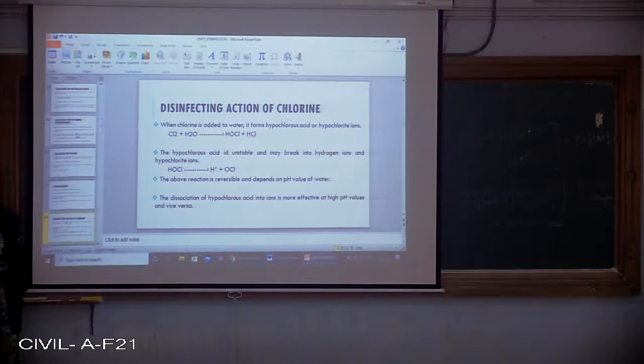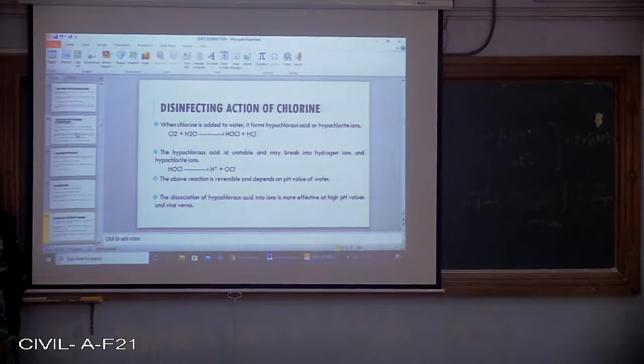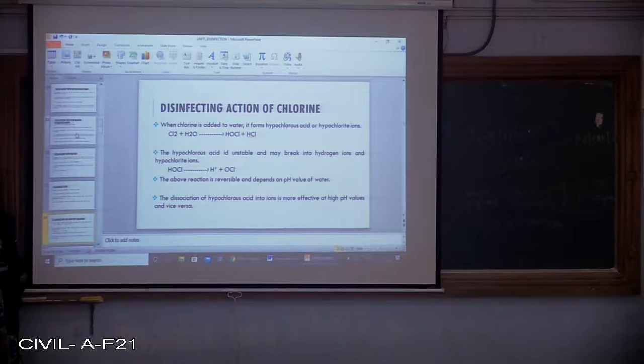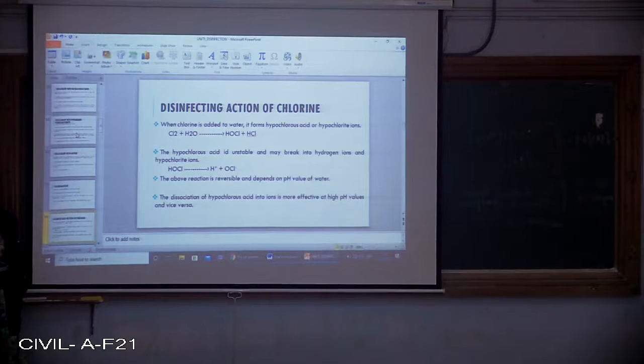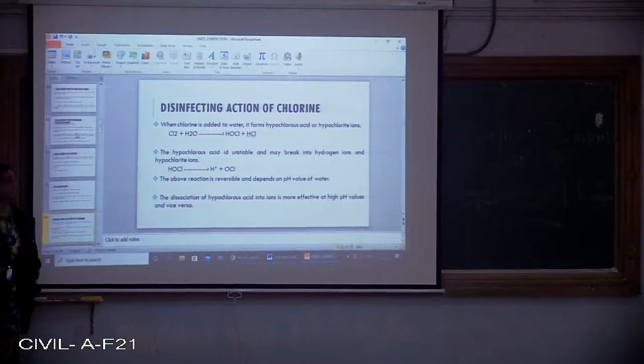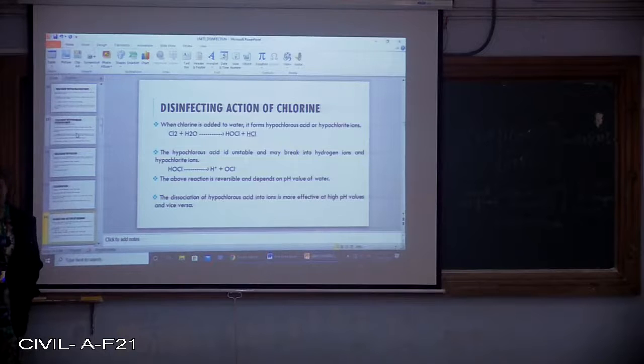that is hypochlorite ions. Next, the hypochlorous acid that is formed is unstable and may break into hydrogen ions and hypochlorite ions. So the hypochlorous acid which is formed is unstable in nature, so it cannot stay for a long time. So this HOCl is going to be further broken into H plus ion and OCl minus ion.